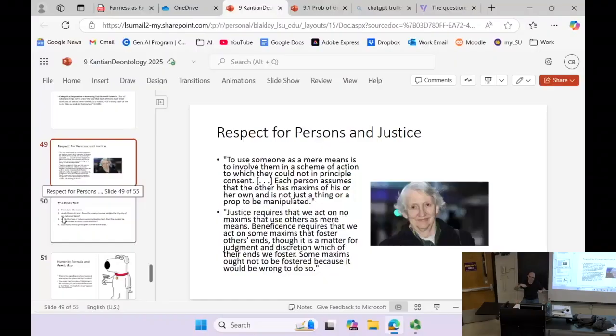But here the idea is: is the internal logic of that maxim universalizable or not? If you get a contradiction, it's wrong. In the next theory, utilitarianism, if the outcomes are overall worse for everybody, then it's wrong. But for Kant, it's not about consequences at all.